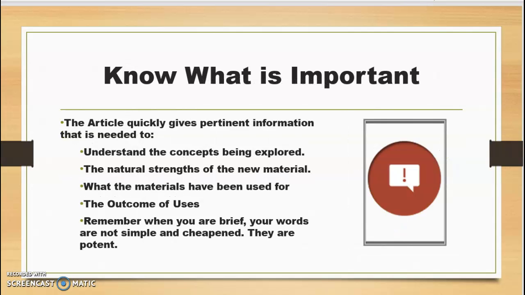Know what is important. The article quickly gives pertinent information that is needed to: A, understand the concepts being explored. B, the natural strengths of the new material. C, what the material has been used for. D, the outcome of uses. Remember, when you are brief, your words are not simple and cheapened, they are potent.